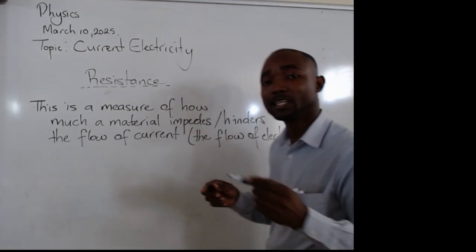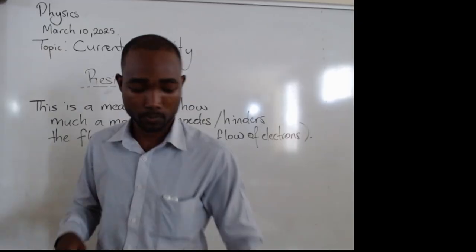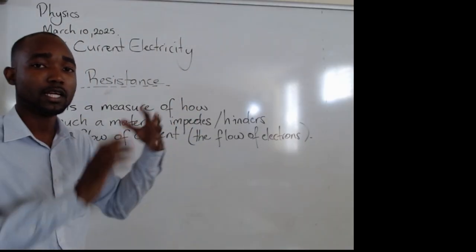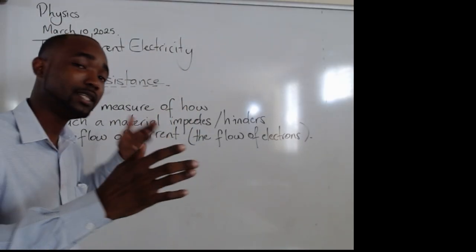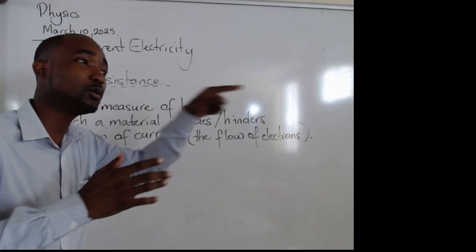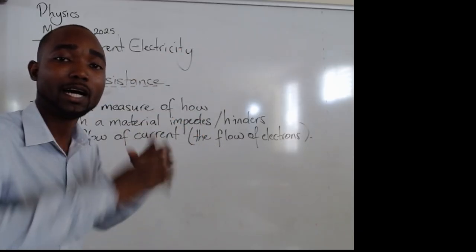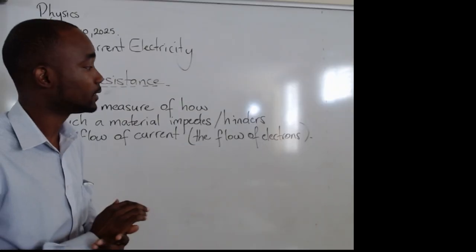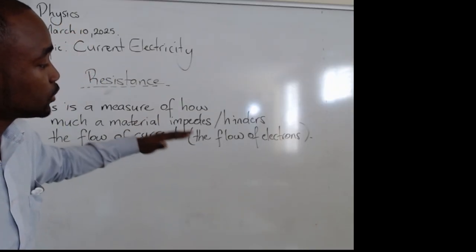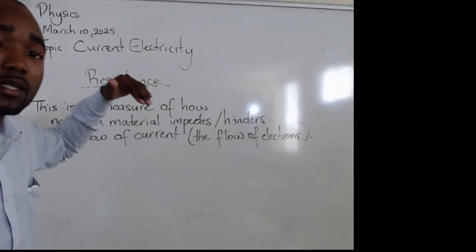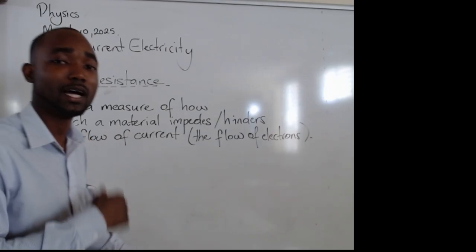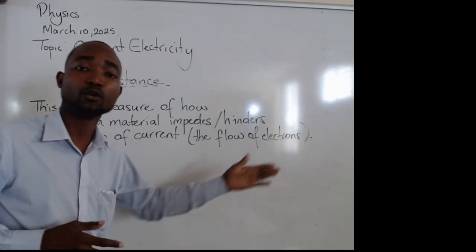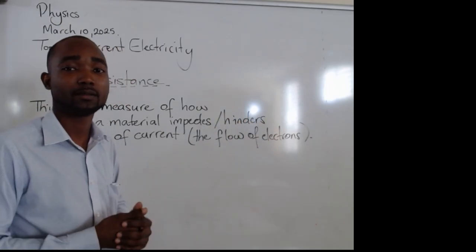Now you have certain materials that are structured in such a way that when electrons move through them, the electrons are bombarded by other particles, right? And this in turn decreases the amount of current you would have moving through, for example, a wire.